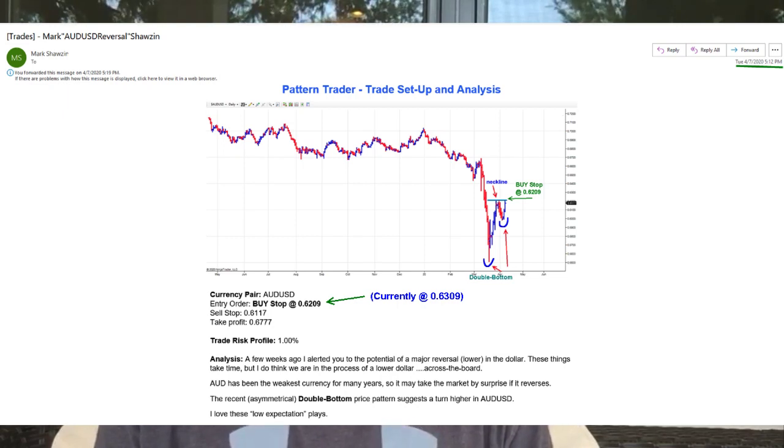And I expect those pairs to keep going more profitable as the Australian dollar looks to take a surprising turn, going from one of the weakest currencies on the board to what may be one of the stronger ones. So I really consider that I'm fairly adept at spotting these turns early and advising our members.